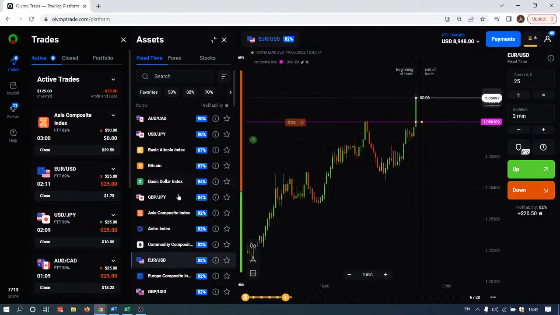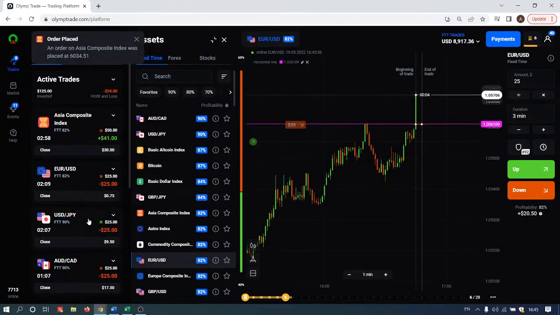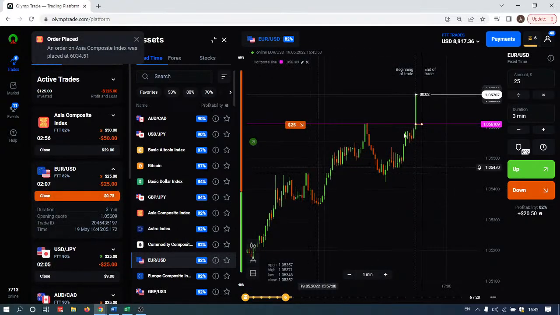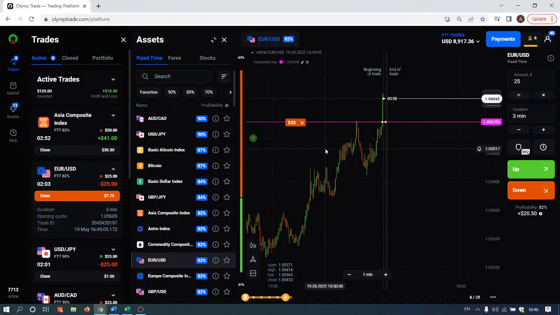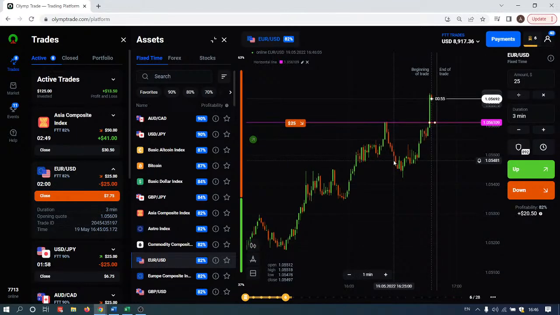So guys, probably a few more trades. Oh wow, the Euro USD. Yeah, that's a breakout. Cannot even cancel this trade. Oh well, that can happen.